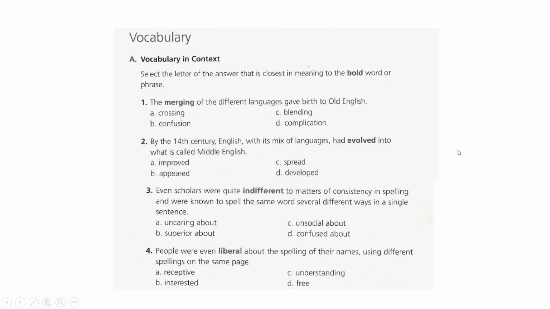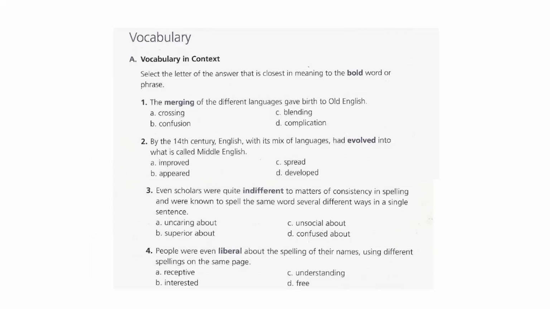All right, now we're gonna go into vocabulary. So let me just make a note here. Well, let me go through this first and then I'll tell you, okay? So here, vocabulary in context.